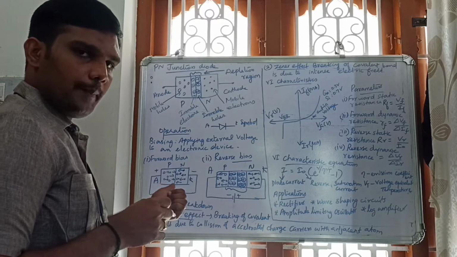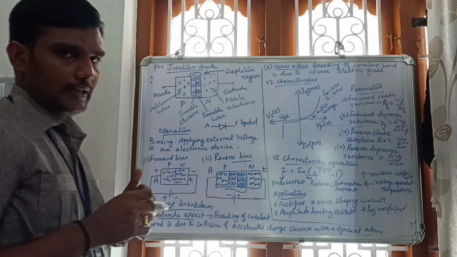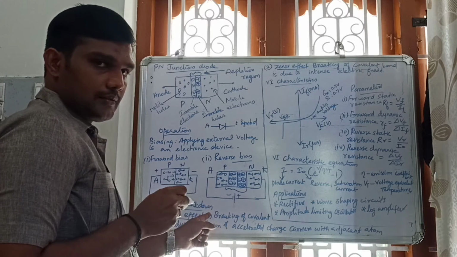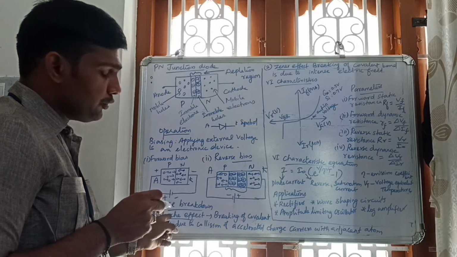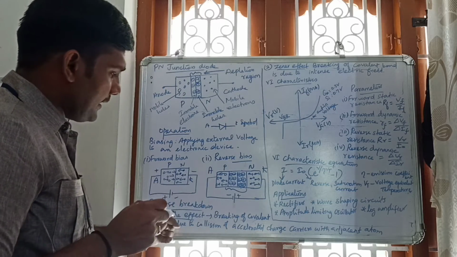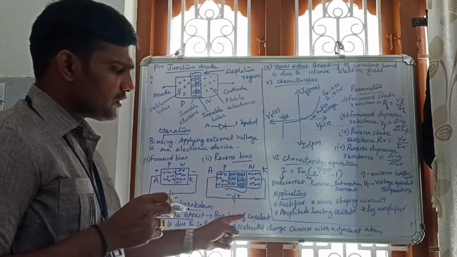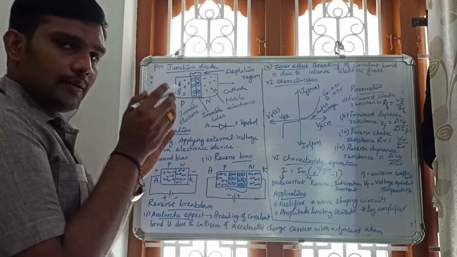So during forward bias, diode will conduct. During reverse bias, it does not conduct. And here reverse breakdown occurs. During reverse bias, reverse breakdown may occur, which is due to two effects, avalanche effect and Zener effect. So what is avalanche effect? Avalanche effect means breaking of covalent bond is due to collision of accelerated charge carriers with the adjacent atom. You just consider one atom.